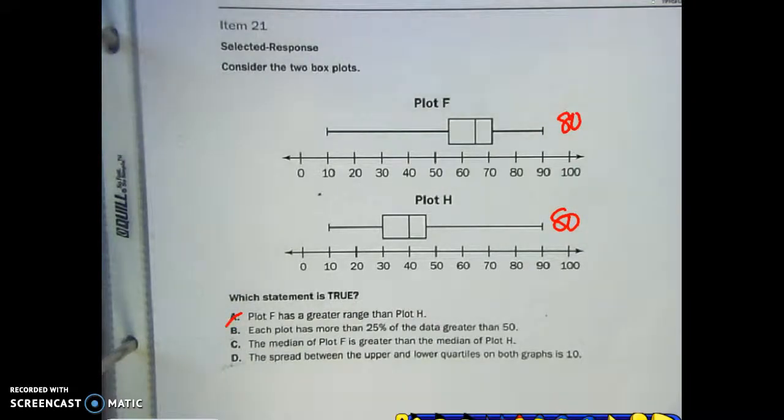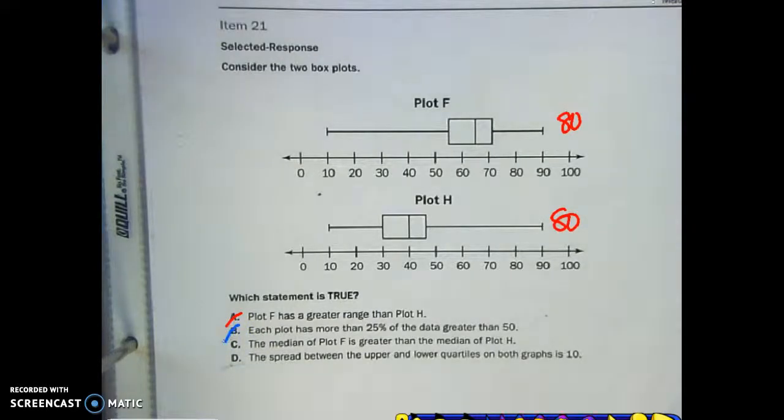Each plot has more than 25% of the data greater than 50. Each little area of a box and whisker plot is 25%. So for plot F, more than 25% of the data is greater than 50. For plot H, not even 25% is greater than 50. So that is not true.